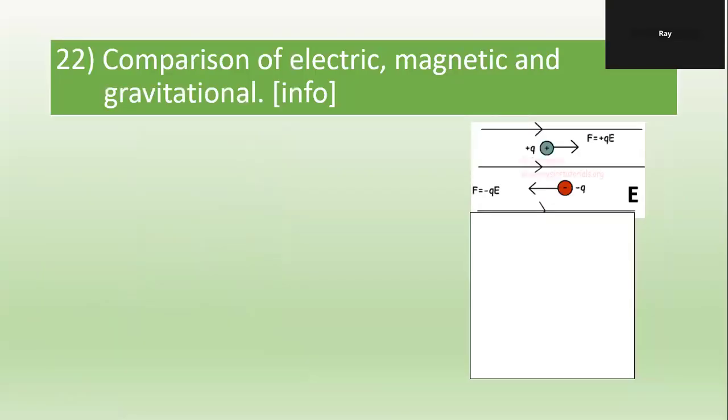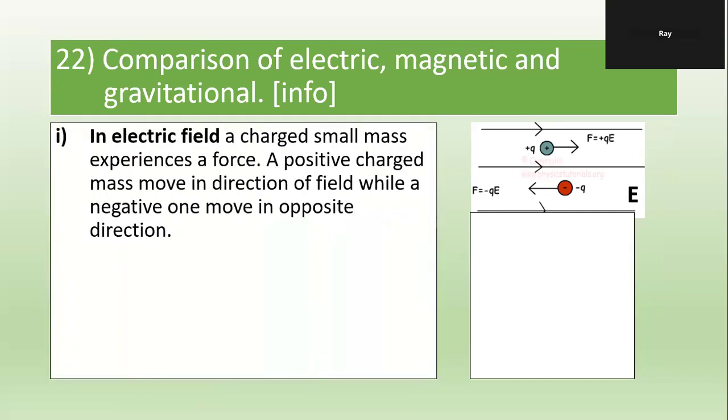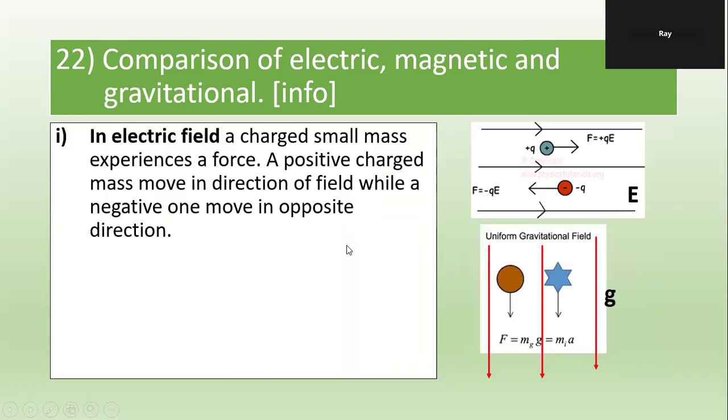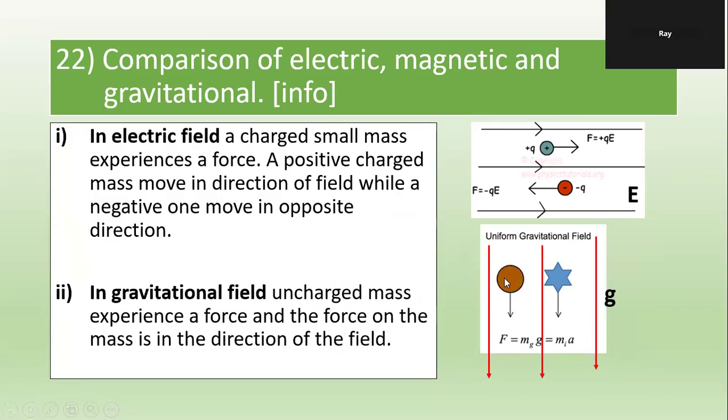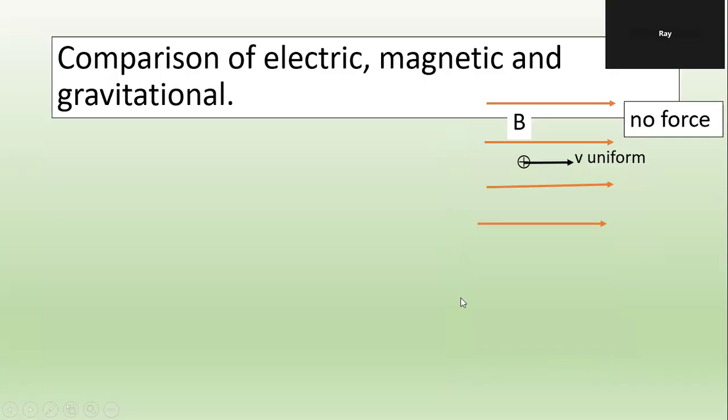They are magnetic force. Okay, comparison between electric, magnetic, and gravitational force, just for info. In an electric field, a charged mass experiences a force. A positive charge moves in the direction of the field, while a negative charge moves in the opposite direction. Let's summarize it in the diagram. Positive charge moves in the direction of the electric field. Same as the gravitational field: an uncharged mass experiences a force in the direction of the field. You drop the mass, it moves in the direction of the field. Whereas in a magnetic field, there's no force whether it's stationary or moving in the direction of the field.